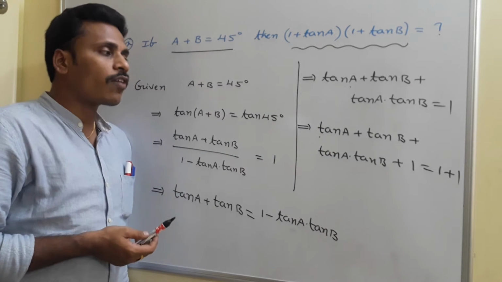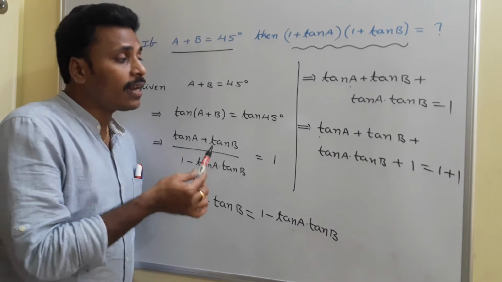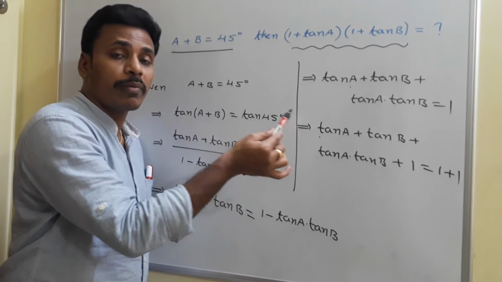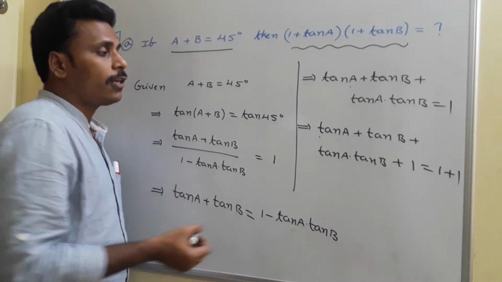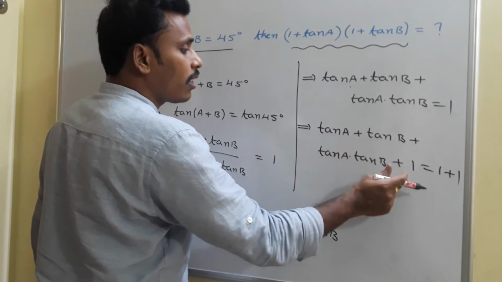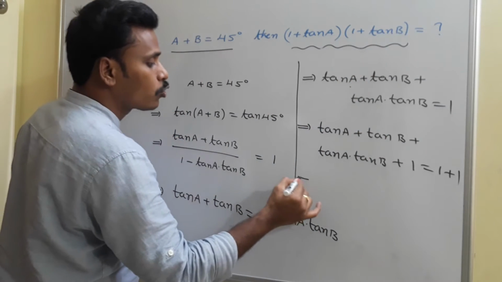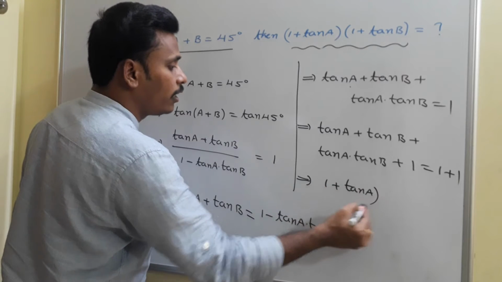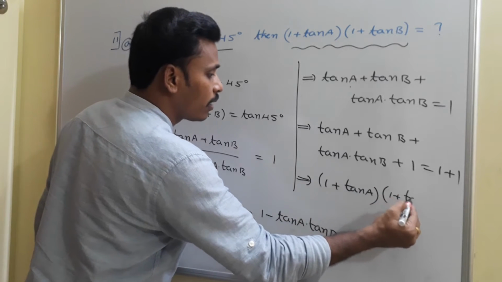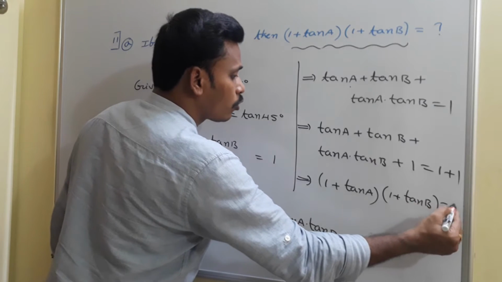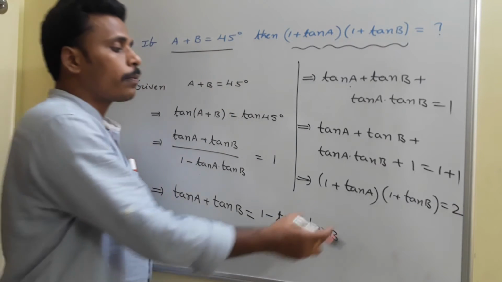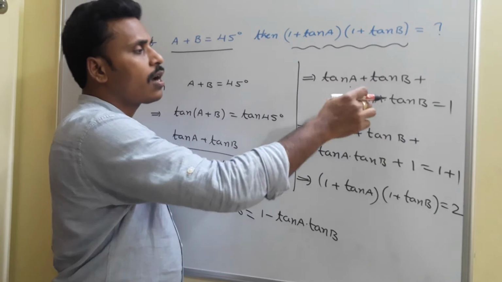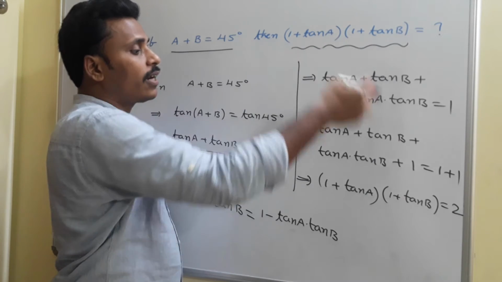And now after adding 1, the left hand side is tan a plus tan b plus tan a tan b plus 1. These 4 terms are nothing but the terms of this product. So I have a chance to rewrite it like this: 1 plus tan a into 1 plus tan b is equal to 2. So 1 plus tan a into 1 plus tan b is nothing but this product, and that is equal to 2.